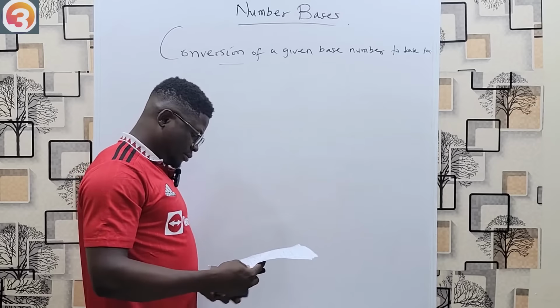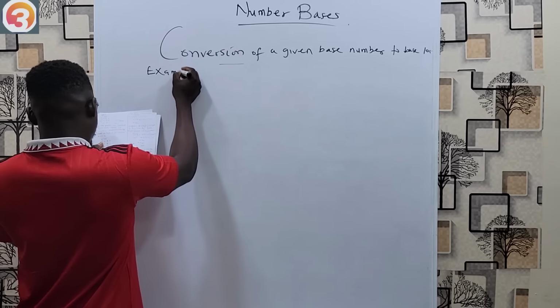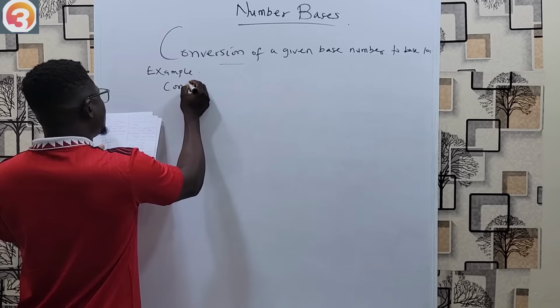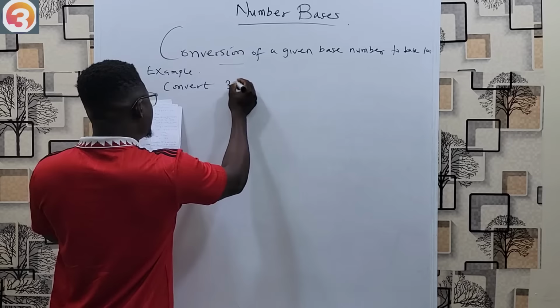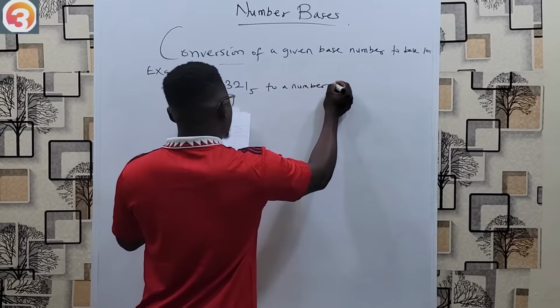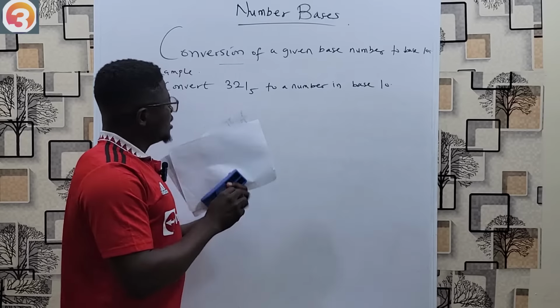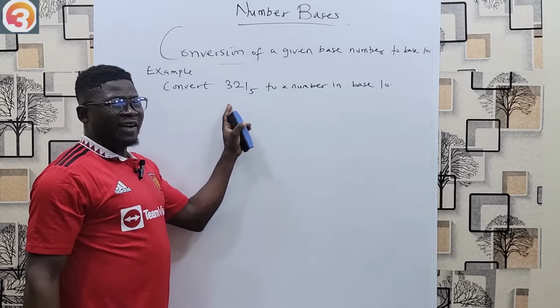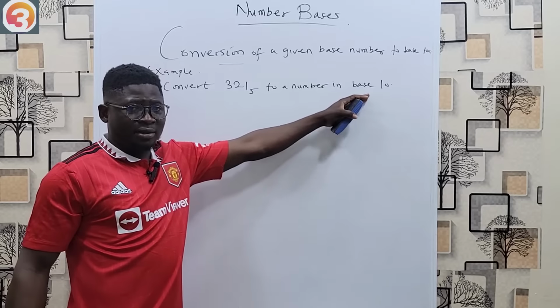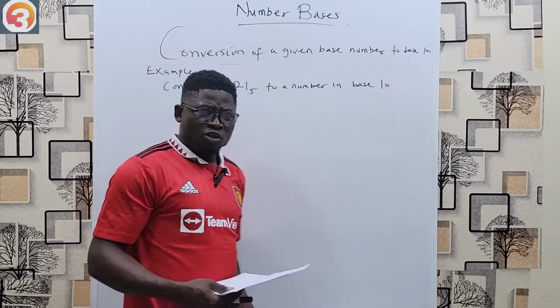So let's take an example. Say convert 321 base 5 to a number in base 10. So this 321 is in base 5. It's not in base 10. We have to convert it to base 10. So what do we do?